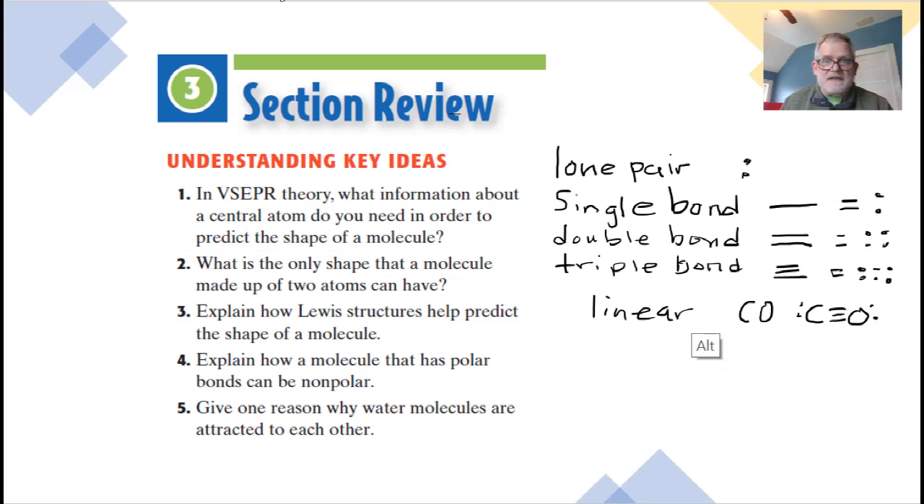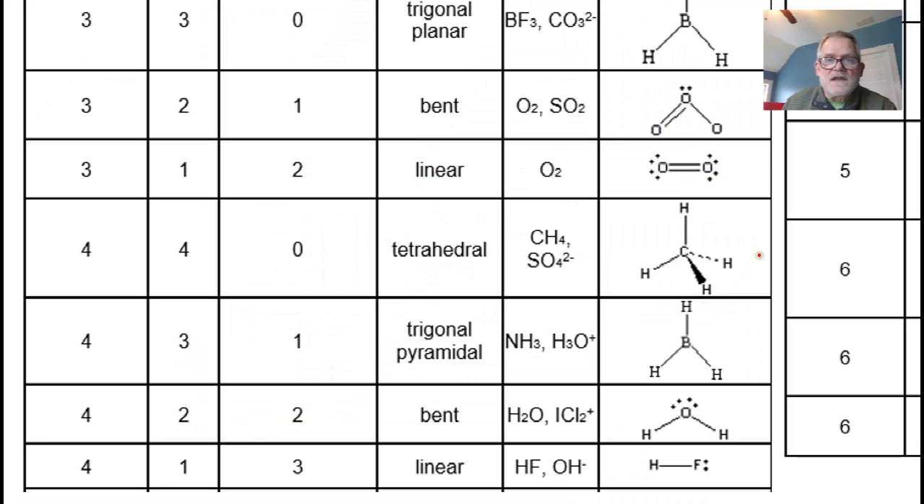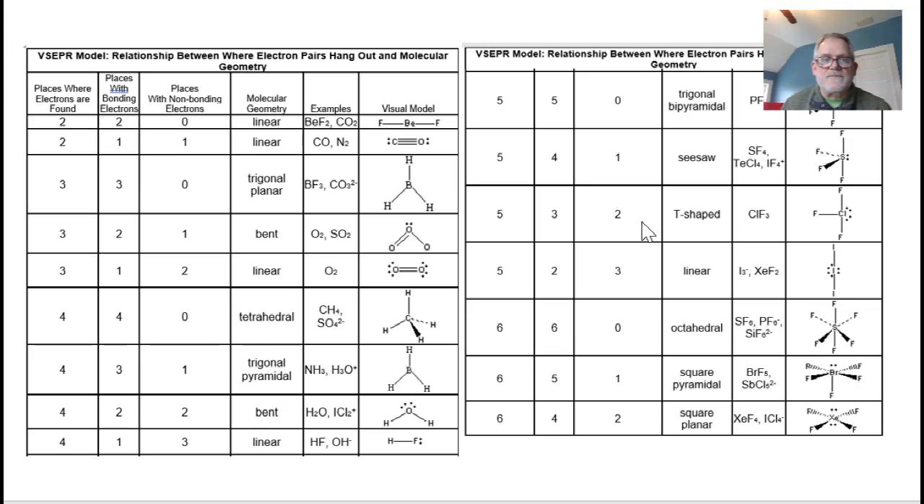So as an example, you can see here in the VSEPR table that depending on how many places the electrons are found, that will determine the structure. And that depends on places with bonding electrons and places without bonding electrons. That will determine the three-dimensional structure.